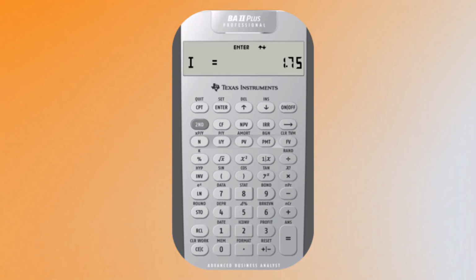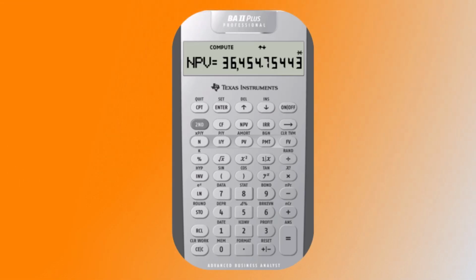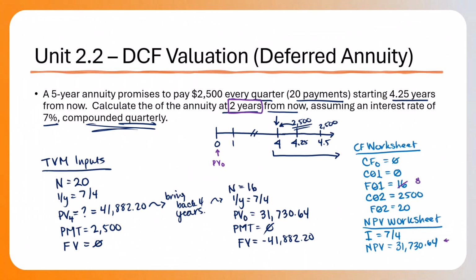We'll go back into the NPV, we'll recompute, and the correct answer for the value of this deferred annuity 2 years from now is $36,454.75. I'm going to subscript that as PV8. Again, the answer is $36,454.75. That is the value of the annuity exactly 2 years from today.